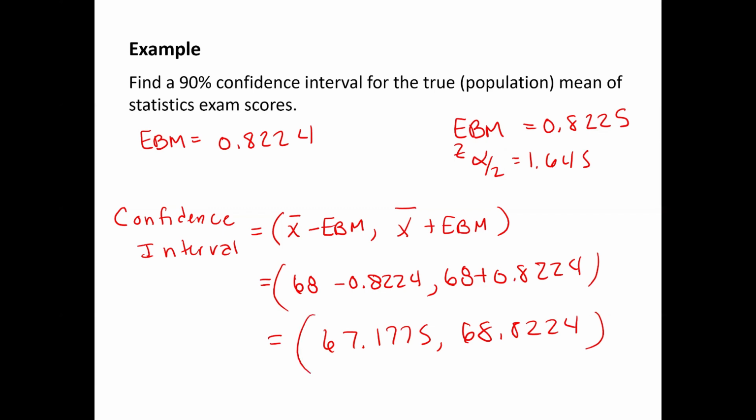So in 90% of the samples, we had a confidence level of 90%. In 90% of the samples, we would expect the true population mean to be somewhere between 67.18 and 68.82. And we probably shouldn't carry it out to more than a couple of decimal places, to be truthful, because our mean was a whole number. So we probably shouldn't carry it out to more than one decimal place.